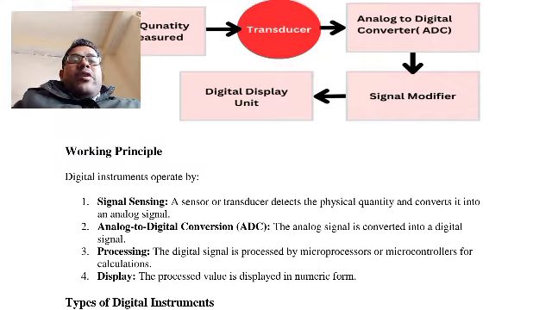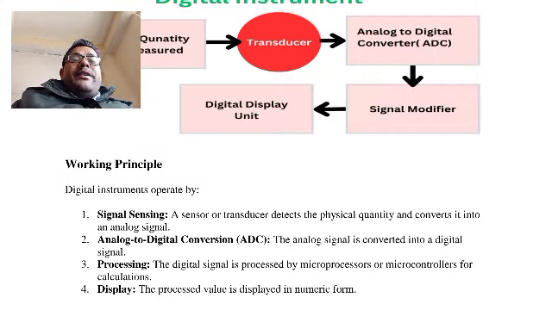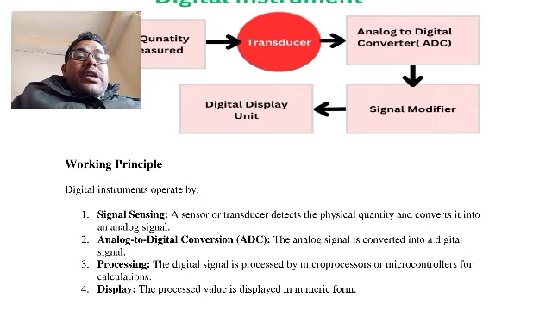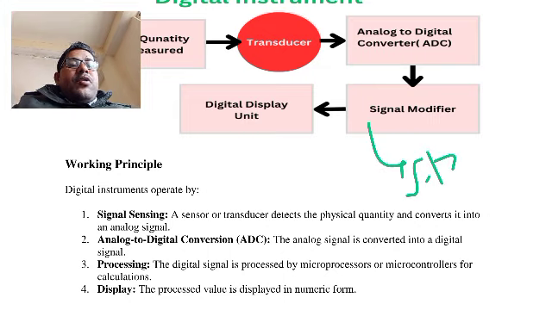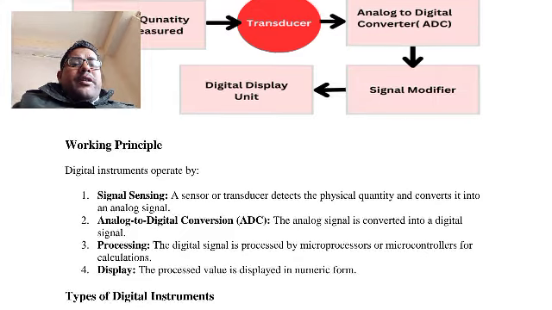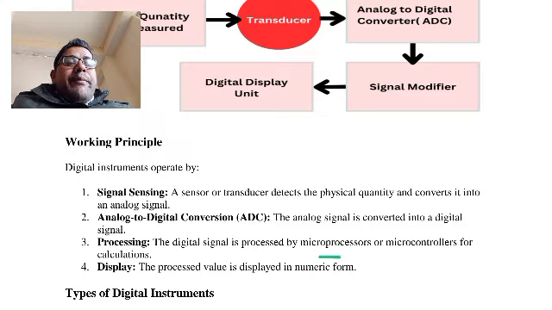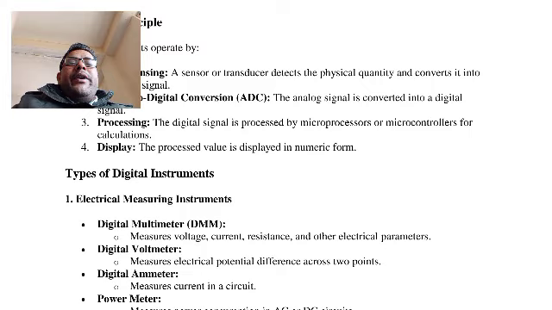So how does the digital instrument work? First, the quantity to be measured, like temperature or pressure. Second is signal sensing: a sensor or transducer detects the physical quantity and changes it into an analog signal. Second, analog to digital conversion: that analog signal is converted into a digital signal. Third is signal modifying and processing: the digital signal is processed by a microcontroller or microprocessor for calculation. And last is the digital display of values in numeric form.